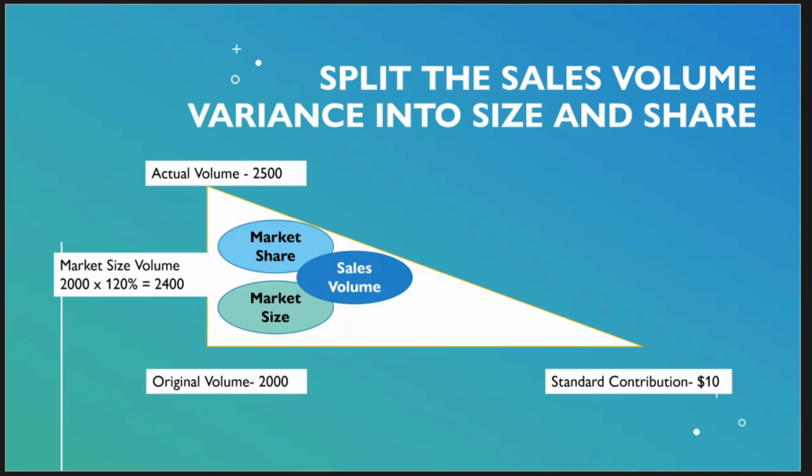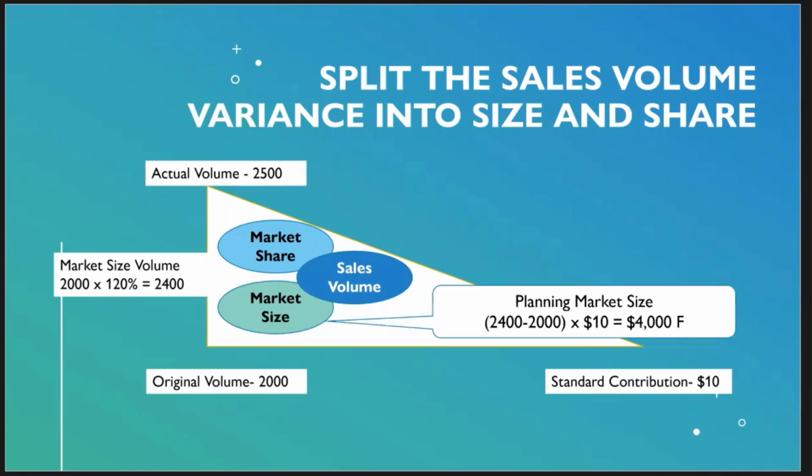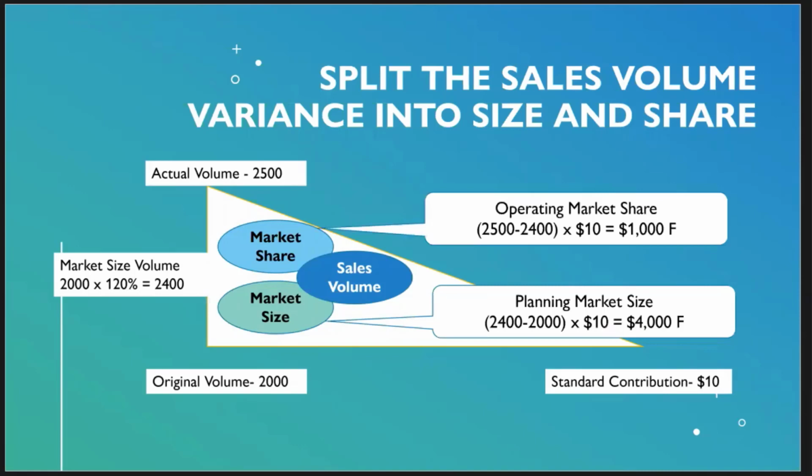The market share variance is the difference between that new rebased budget and her actual volume. The planning variance, the market size variance, is 4,000 favourable. And the operating market share variance is 1,000 favourable. Although she's still done brilliantly, it's 5,000 in total more, and we can now have a better understanding of why that is. One is in her control and one is out of her control.